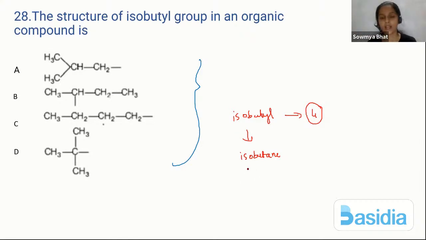Happy for that. Isobutane, in the sense, iso refers to the second position. So there are basically 4 carbon atoms, and at the second position, there is one more carbon attached. This is what isobutane is.